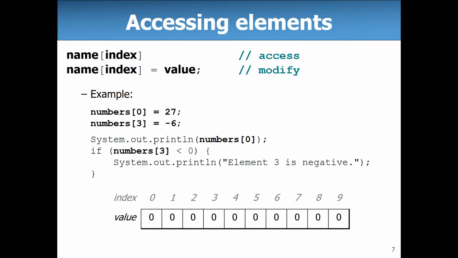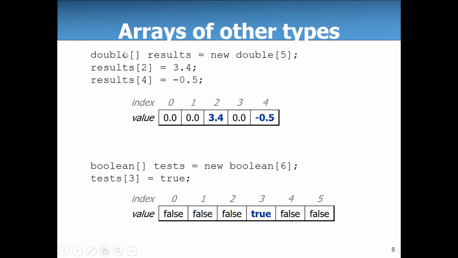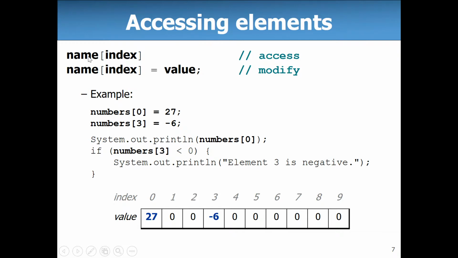So let's see how these modify visually, and then I'm going to start showing you guys how to encode how we modify these things. So there's two things you can do. You can basically get an element and you can set an element. You can get the value and you can change the value here.